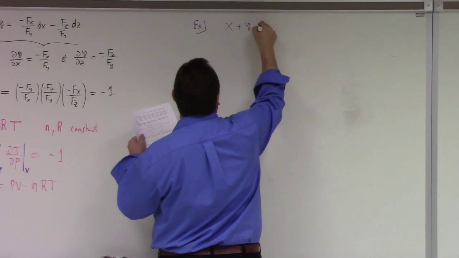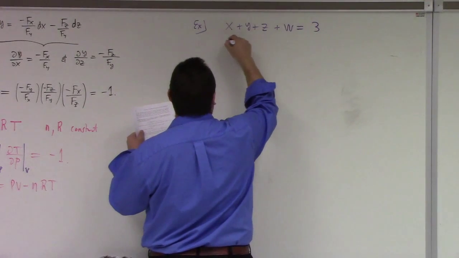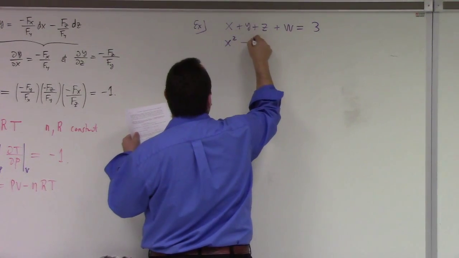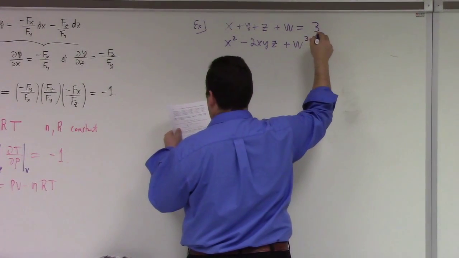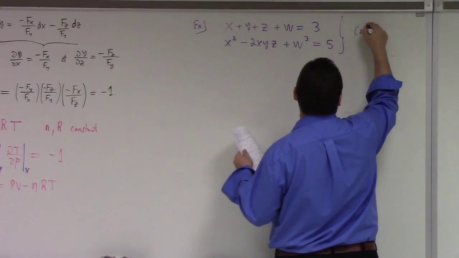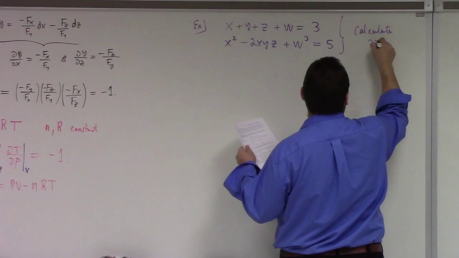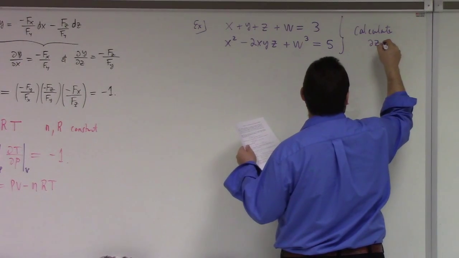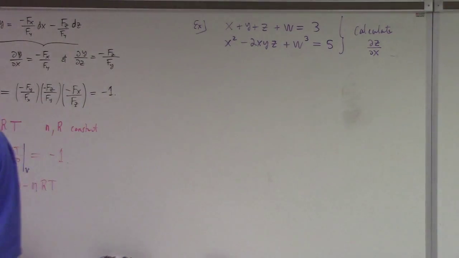x plus y plus z plus w equals 3, and x squared minus 2xyz plus w cubed is equal to 5. And then the question is, calculate partial z partial x. That's actually not the question that's asked, but I want to point out why that's a bad question as it's currently stated.